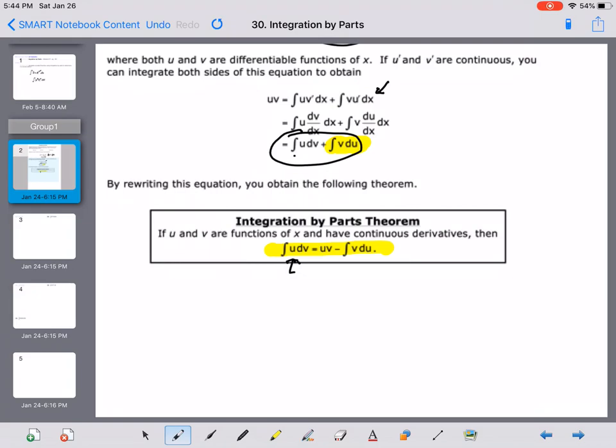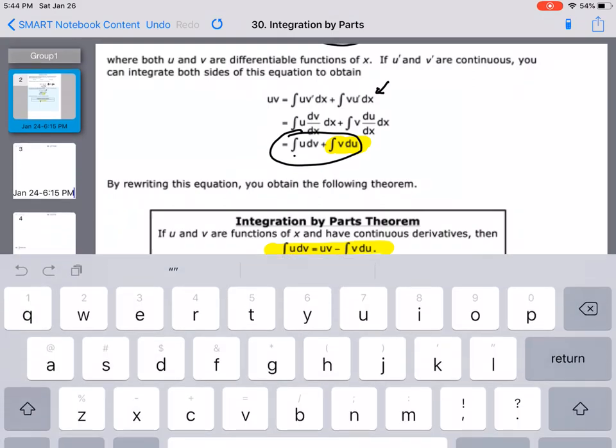Okay, so we're always coming back to that formula for integration by parts. So make sure you highlight that formula. That's something that you'll need to remember. That's not something that's given on the AP exam. So let's actually look at a problem.